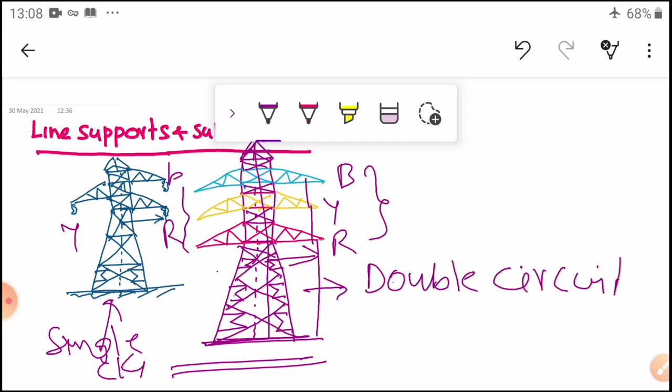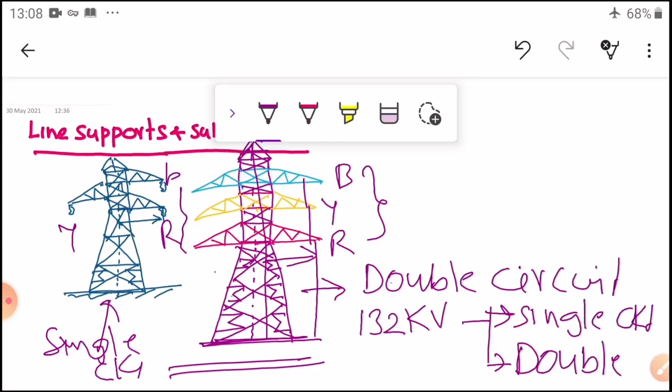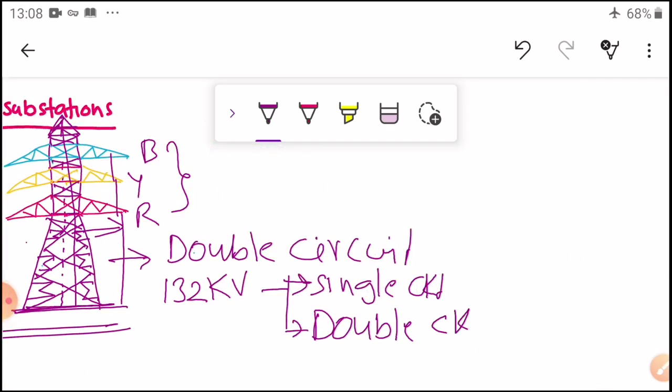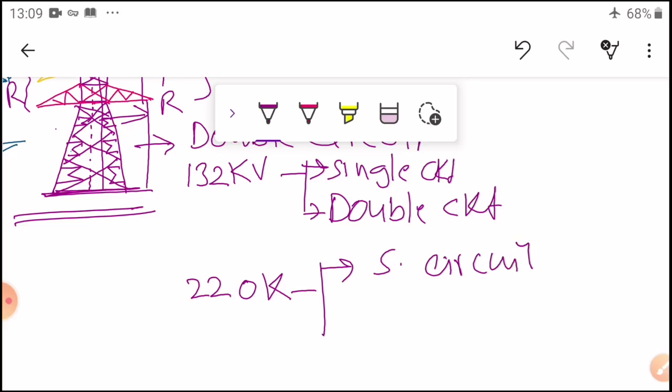So our aim is to draw 132 kV single circuit and double circuit. Okay, so single circuit and double circuit at the same time. So 220 kV also single circuit and double circuit. Okay, in this class we are going to draw only these four figures, dear students.